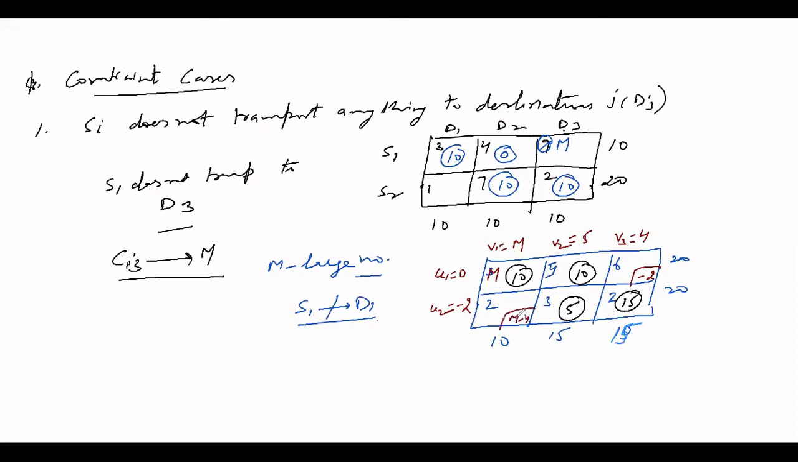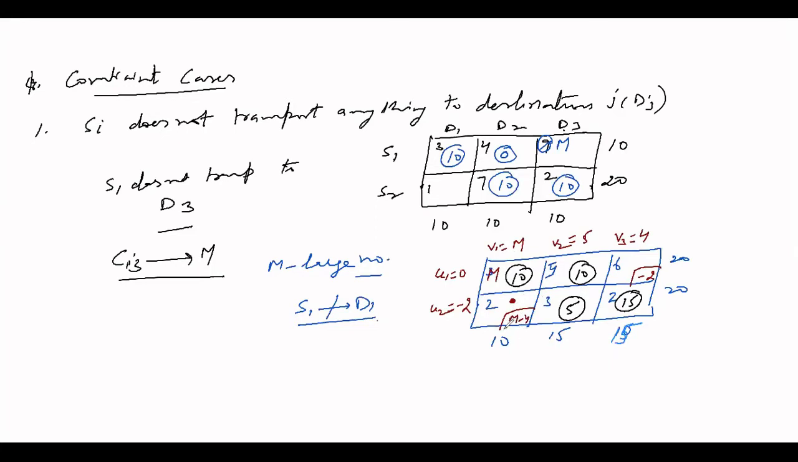Now you see M is a very large number, so this is a positive quantity here, which means optimality is not declared. So we have to enter this cell into the basis, because this is the only cell where we have a positive zij minus cij, because M is a large number.